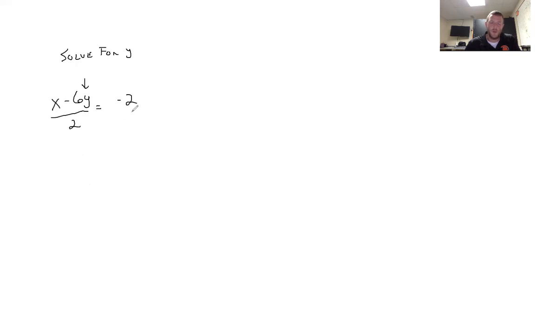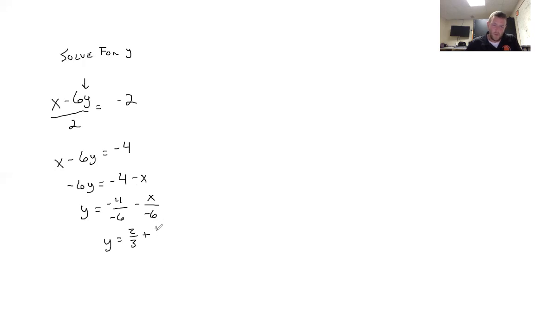So the first thing I need to do is multiply by 2. So now I'm left with x minus 6y is equal to -4. I'm going to subtract off my x since it's positive. So -6y is equal to -4 minus x. And then I divide everything by the -6. So y is equal to -4 divided by -6 minus x divided by -6. And so y is equal to 2/3. Minus a minus makes a plus, 1/6 x. That's solving for y.